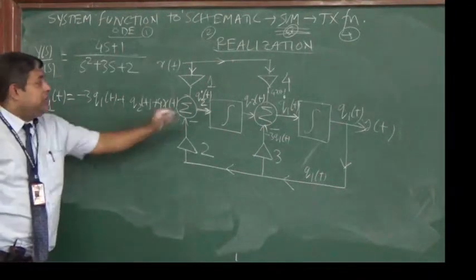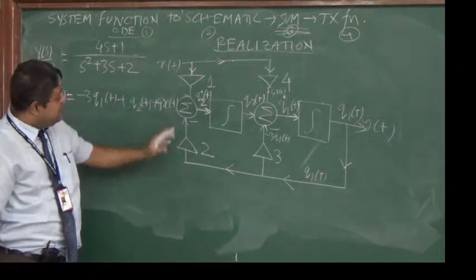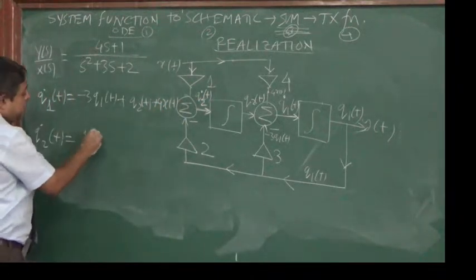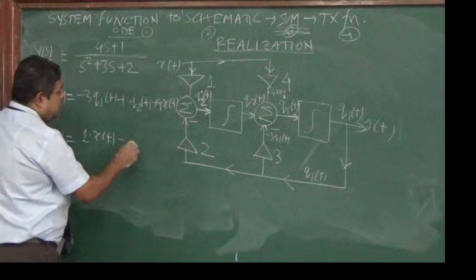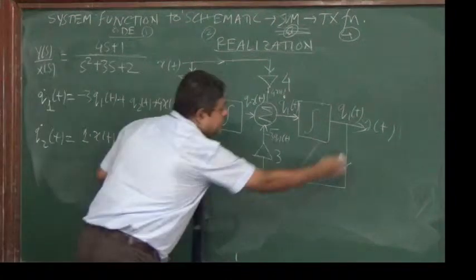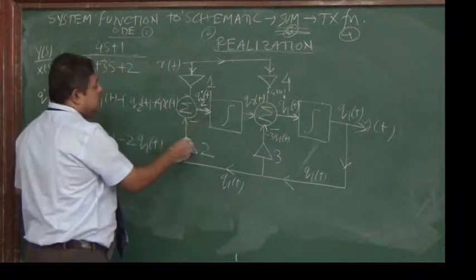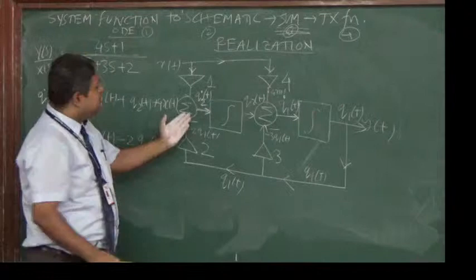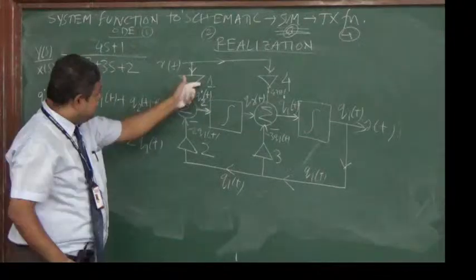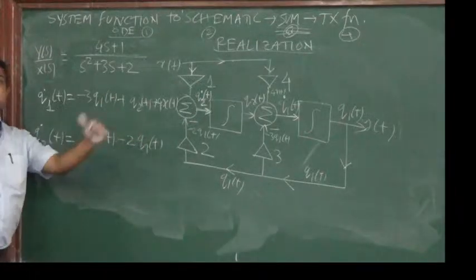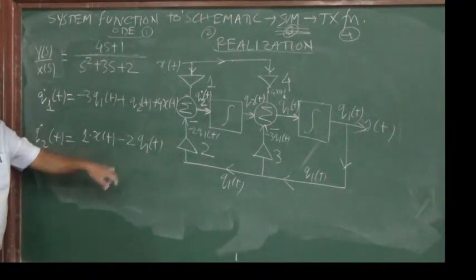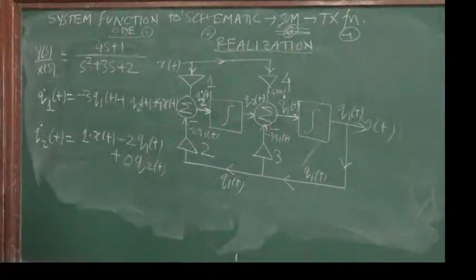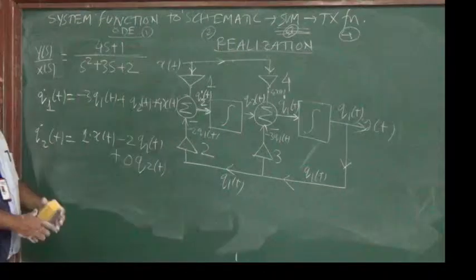How to write q2 dot(t)? q2 dot(t) is nothing but the addition of x(t) and y(t). So this is 1 into x(t), 2 into q1(t). This q1(t) is coming here, and also q1(t) is going, so this is minus 2 q1(t). This minus 2 q1(t) is coming from the bottom and 1 of x(t) is coming from the top. So q2 dot(t) is equal to 1 x(t) minus 2 q1(t). Is there any q2 term here? No. So there is no q2 term here, that's why this will be 0 q2(t).